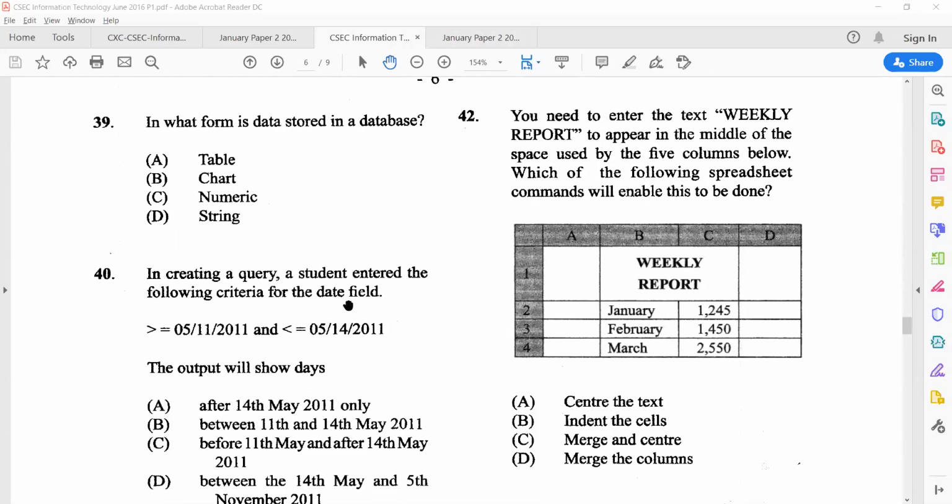What form is data stored in a database? You have 4 options there. You have the table, chart, numeric, and string. Any answers? Any suggestions? If you encounter this question in your exam, what would you put?